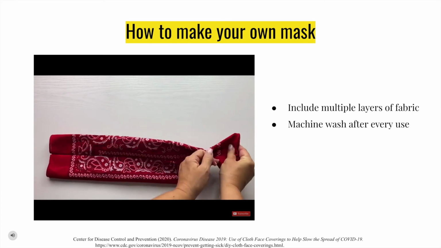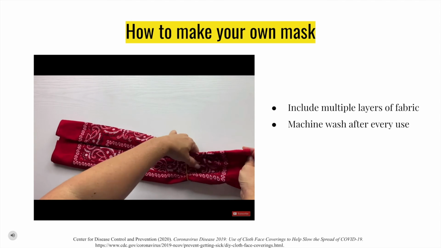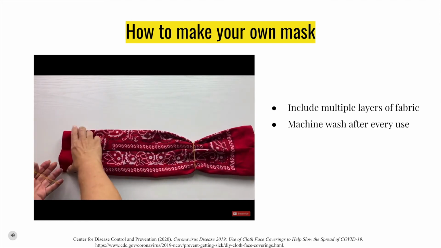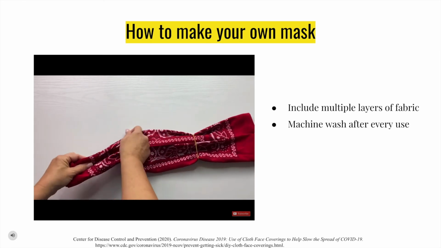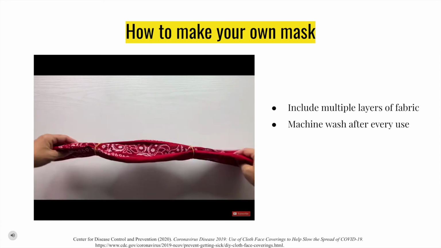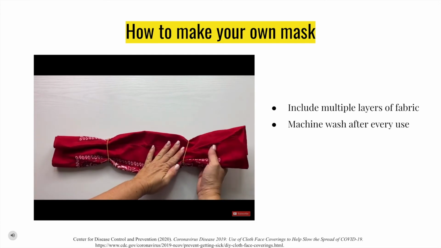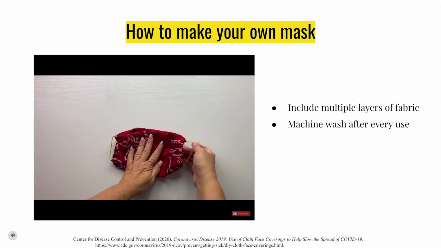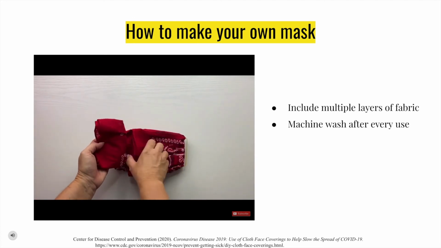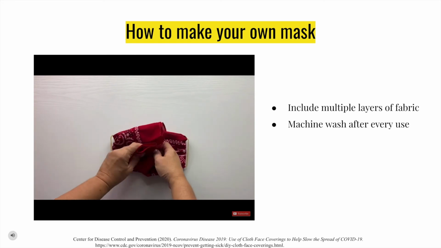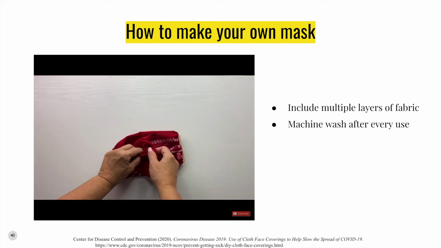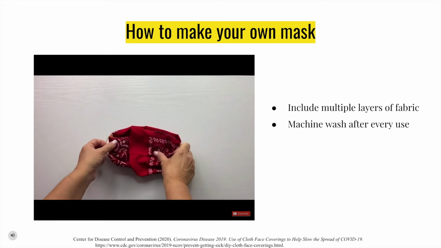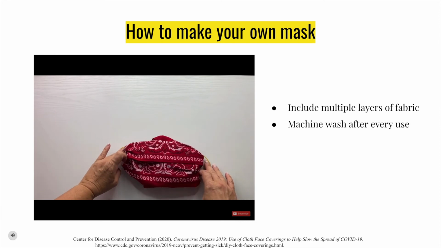Add a rubber band to one side. And add a rubber band to the second side. Turn it over again. Fold this to the middle, and fold this to the middle. And you could even tuck one of these inside the other. And you have a homemade DIY mask with no sewing.